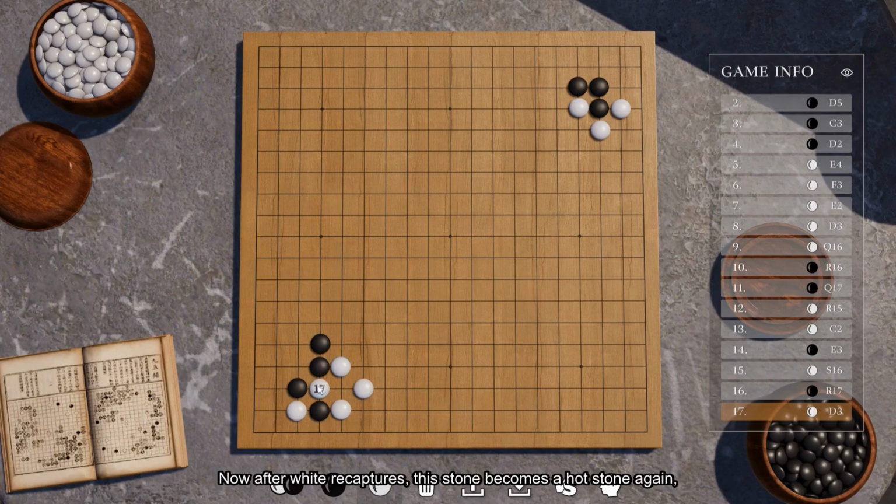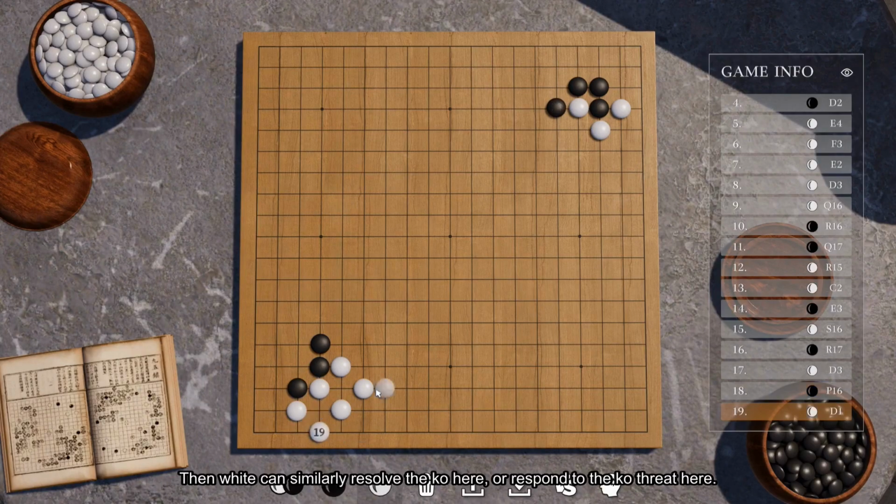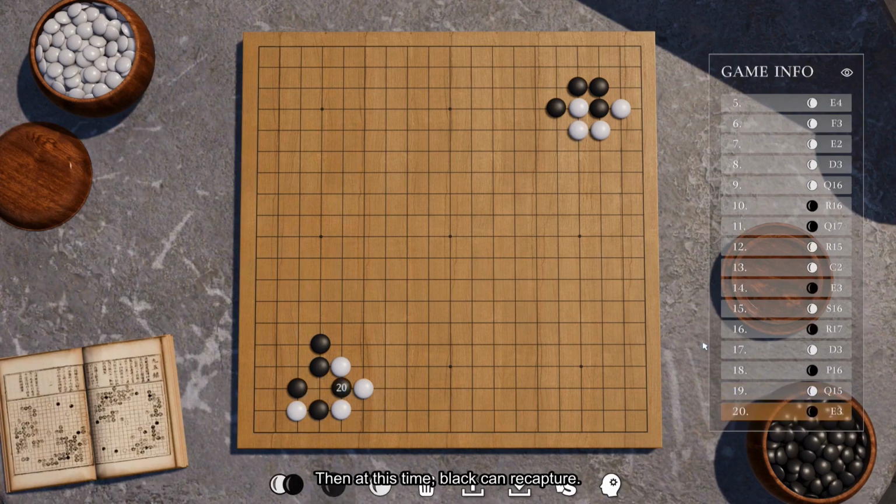Now after white recaptures, this stone becomes a hot stone again, and black similarly cannot recapture immediately. Black also needs to look for a KO threat. Then white can similarly resolve the KO here or respond to the KO threat here. Then at this time, black can recapture. Alright, these are the rules of KO.